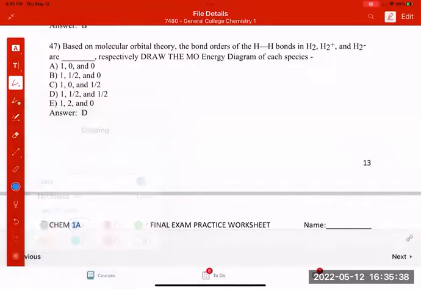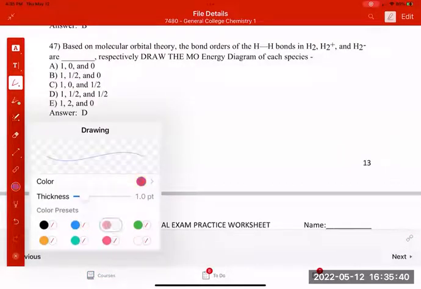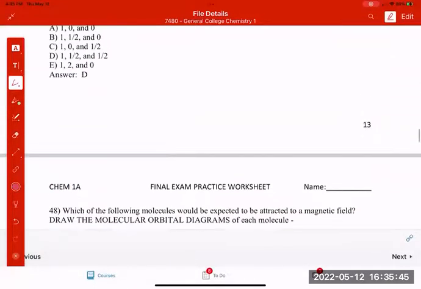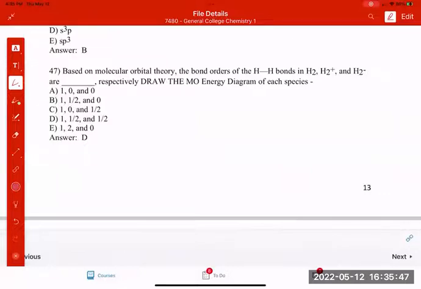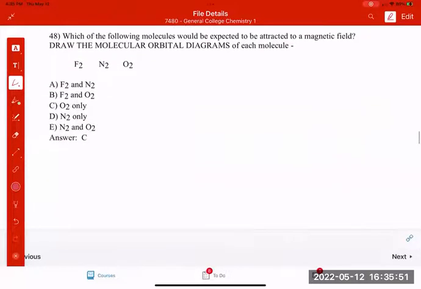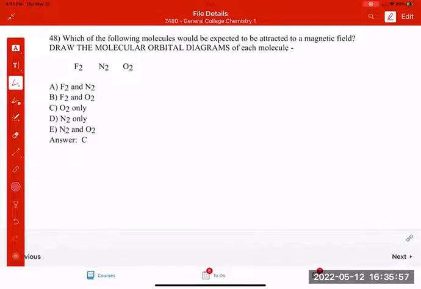So here, let me put this in red. Okay, this one is just the hydrogens, like just the s orbital. Let's look at this one. Which of the following molecules would you expect to be attracted in the magnetic field? Draw the molecule of fluorine, nitrogen, and oxygen.